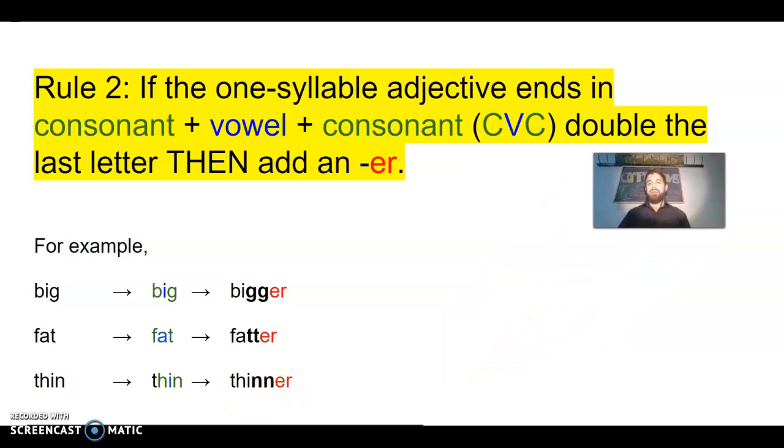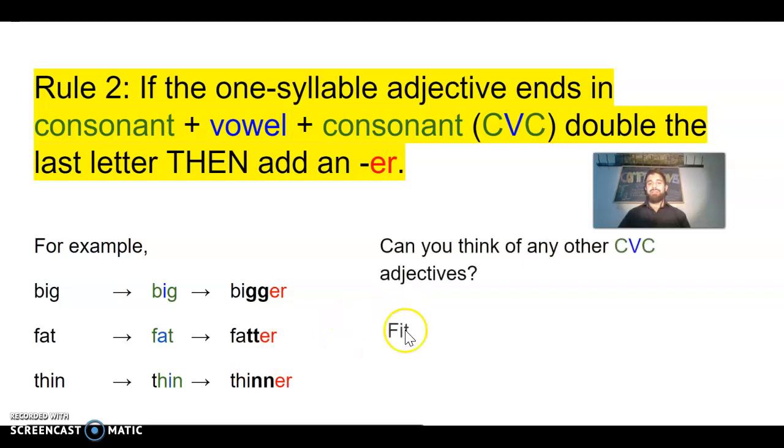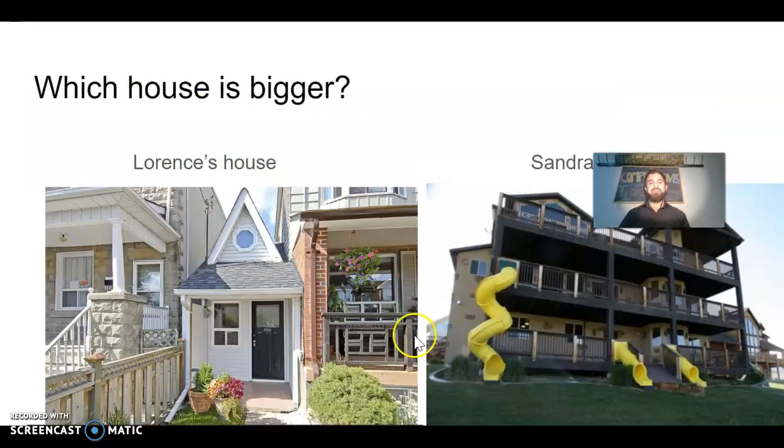Okay, there are some more, of course. Let's take a look. Fit, hot, fun. But yeah, there are many as well. Okay.